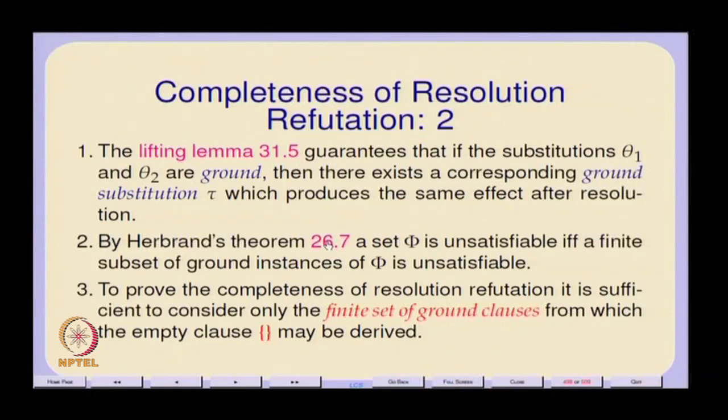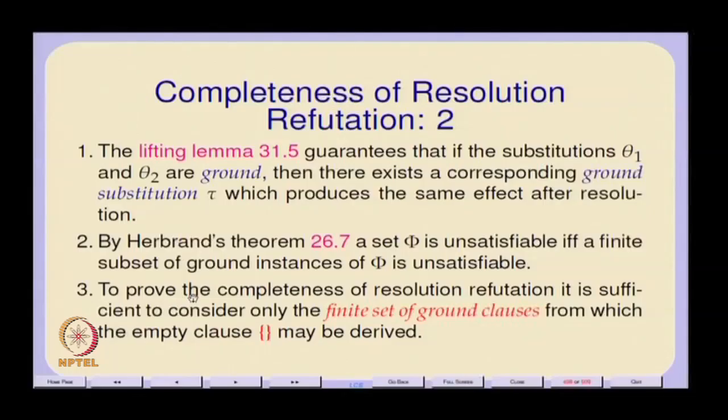We have Herbrand's theorem, which shows that a set phi is unsatisfiable if and only if there is a finite subset of ground instances of phi which is unsatisfiable, right. And so, to prove completeness of resolution refutation, we just consider only a finite set of ground clauses from which the empty clause may be derived.